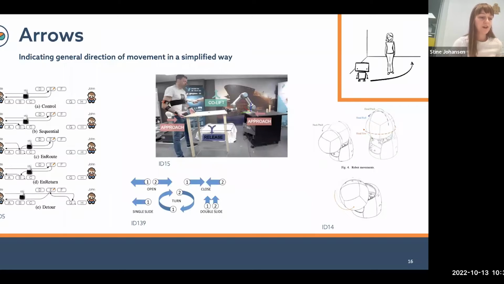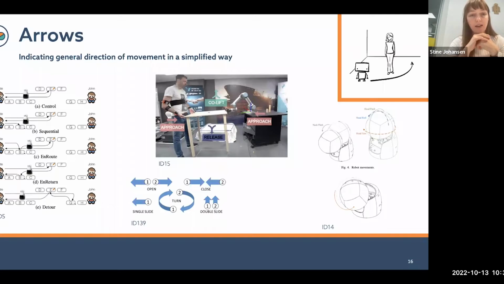So the first one that's mostly used is arrows. And as you can see, an arrow is not just an arrow. There are so many different ways that people use this to show robotic movement. One way could be to have a room schematic, and then you draw an arrow to show a general direction of a path or trajectory that the robot moves in.